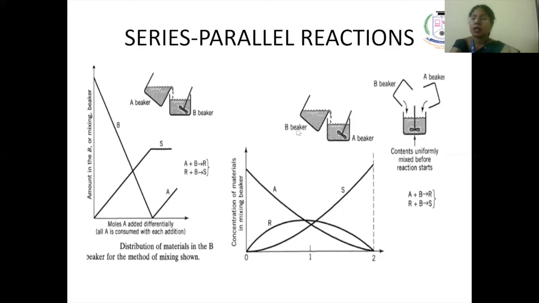But when we consider another arrangement, these two arrangements will have the same behavior: B is slowly added to A, and B added together. In this case, A will slowly start decreasing, giving rise to the formation of R, which will increase and then decrease, which will allow for the formation of S. So in this arrangement, we can enhance the formation of the desired product, which is R. So this arrangement is most preferred.